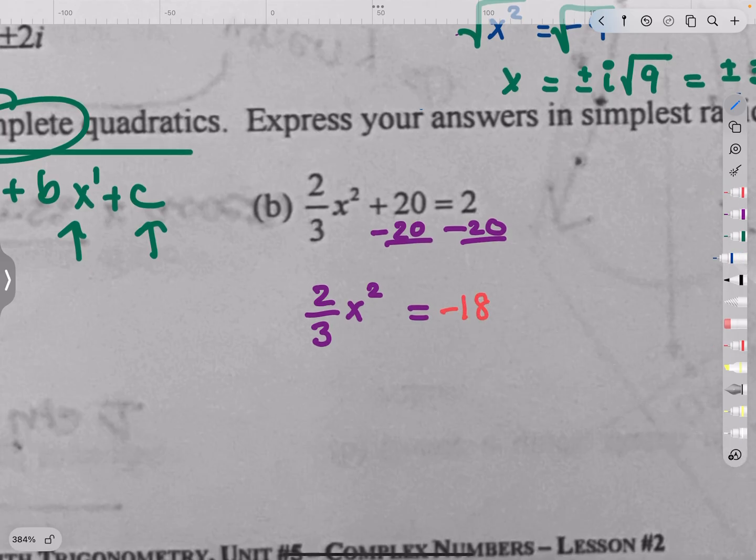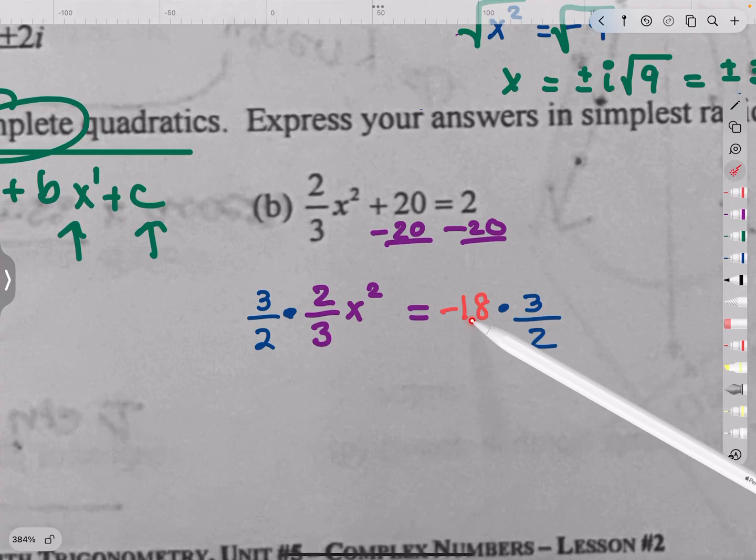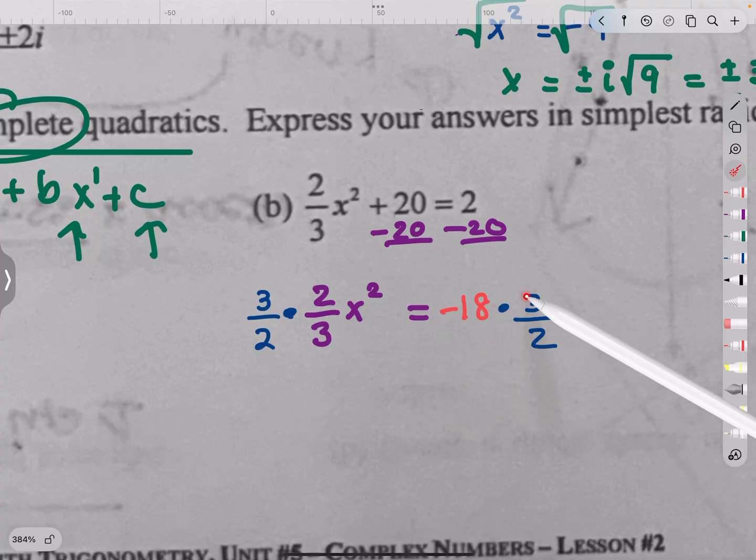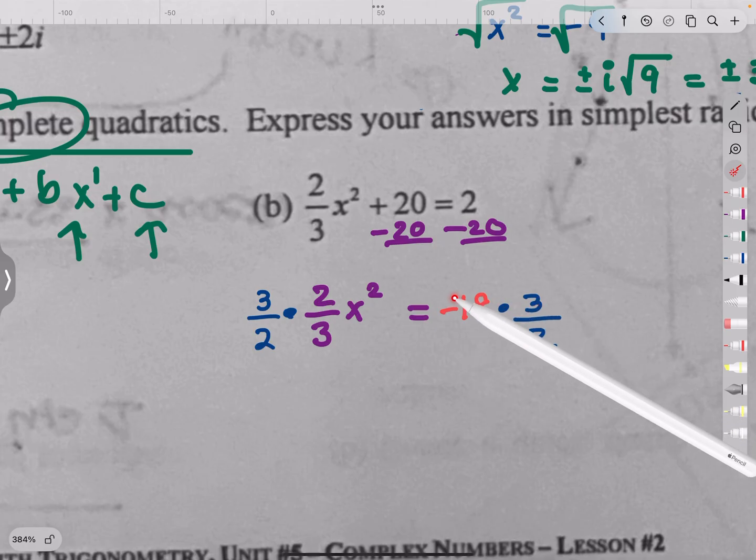See, now I got to get rid of this fraction. So I do the old reciprocal trick. I multiply the top times the 3 because it'll cancel with the denominator. And I multiply the denominator by a 2 because it'll cancel the numerator. Do the same thing over here. I multiply this side by 3 over 2. Notice how I set that up though. My negative 18's in the numerator. It's like being over a 1. So I go times and I put my 3 halves like this. So I know to multiply the numerators and divide by the denominator.